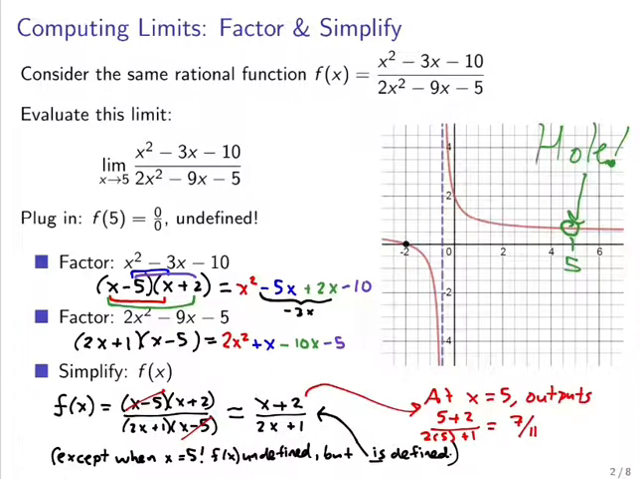And in fact, the output that we get there at x equals 5 is 7 over 11. And that is precisely the height of that y-coordinate of that point. That is the height 7 out of 11. And so that's the result of this limit.